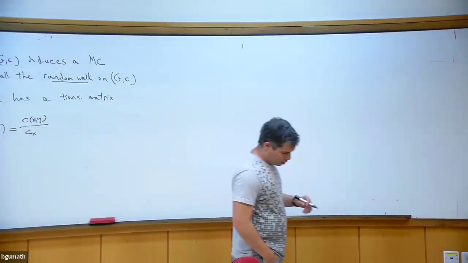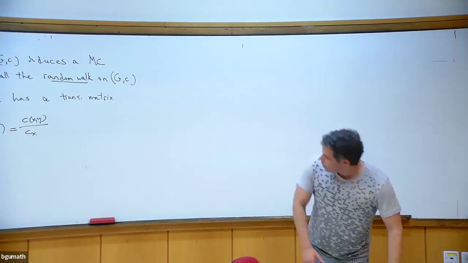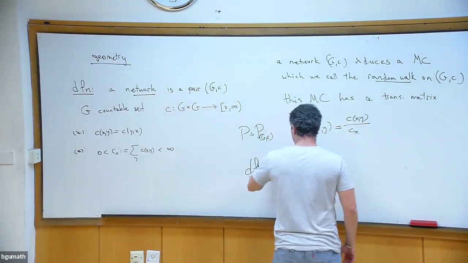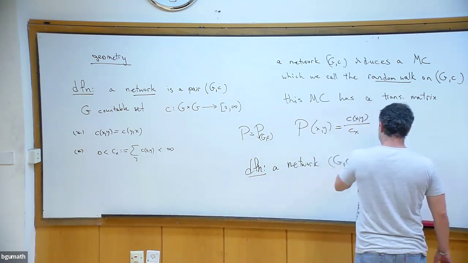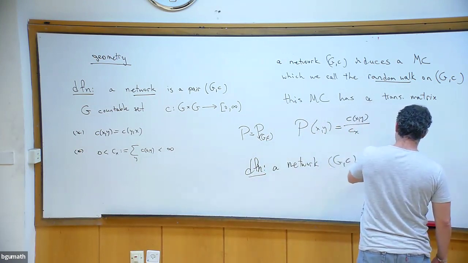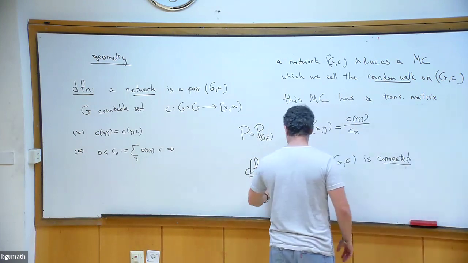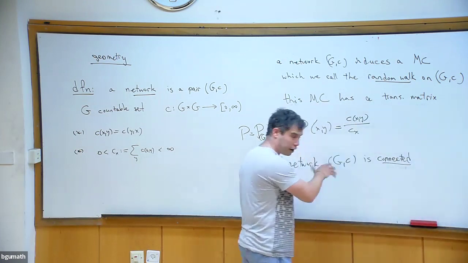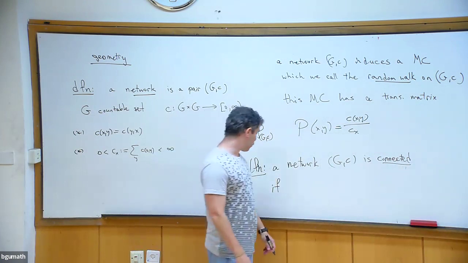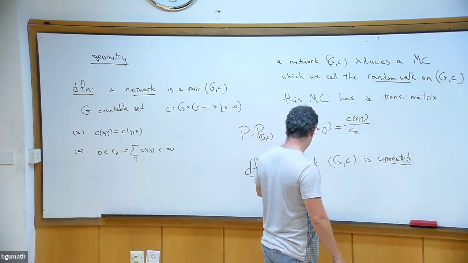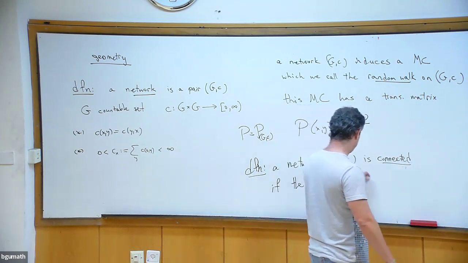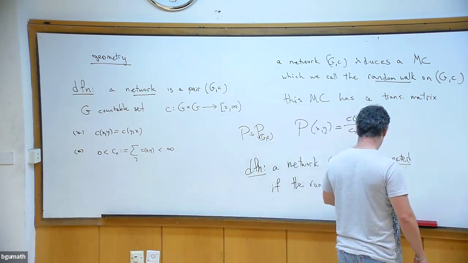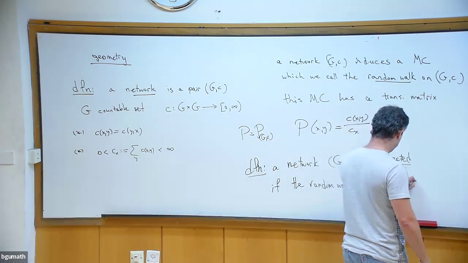Okay. So that's the definition of a network. Definition: a network G, C is connected if the corresponding random walk P is irreducible.